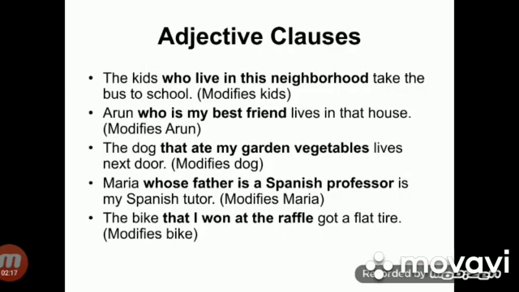Some more examples of adjective clauses. The kids who live in this neighborhood take the bus to school. It modifies the noun kids. Arun, who is my best friend, lives in that house. It modifies the noun Arun. The dog that ate my garden vegetables lives next door. It modifies the noun dog. Maria, whose father is a Spanish professor, is my Spanish tutor. It modifies the noun Maria. The bike that I won at the raffle got a flat tire. It modifies the noun bike.